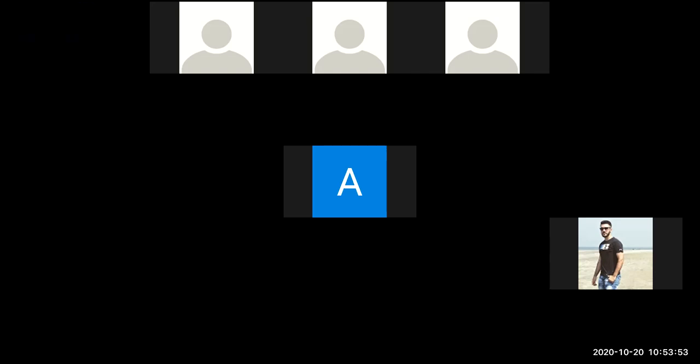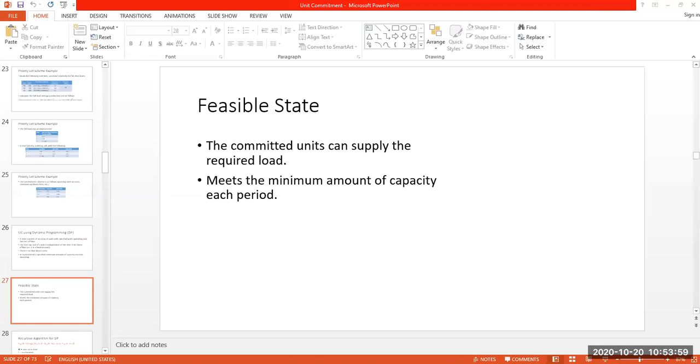So I can see the screen share. Okay, so probably it is lost. Okay, let me restore this. Yeah, thank you. Now can you see? Yes, sir. Okay, thank you.